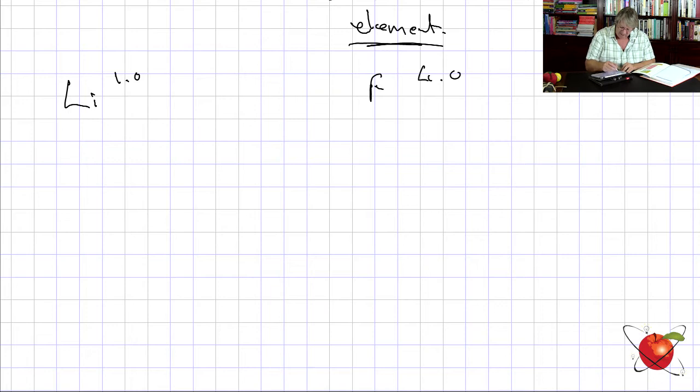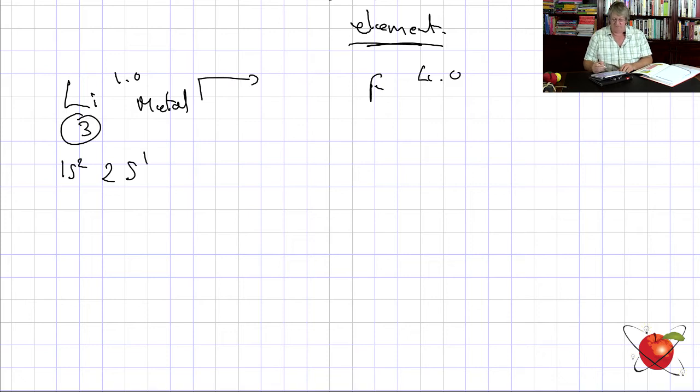So lithium is element number 3. 3 protons, 3 electrons, right? Therefore, it's going to fill up the first orbital, 1s, level 1, 2, and it's going to have 1 electron in 2s1. We know it's a metal, therefore it wants to give.